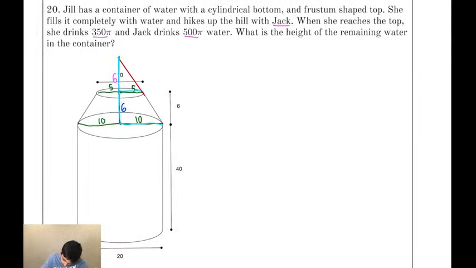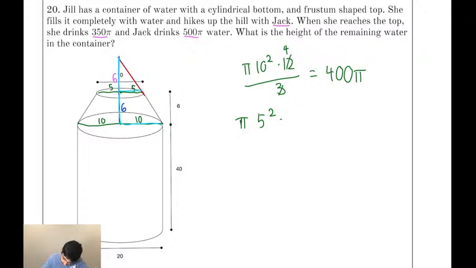Well, we can use our volume formula as pi times 10 squared times 12 divided by 3. We get 400 pi. The volume of the little cone is just going to be pi times 5 squared times 6 over 3, which gives us 25 times 2 equal to 50 pi. So overall, we have 350 pi as the volume of the frustum. And then from here, we see that, okay, Jill anyways drinks 350 pi. So Jill will just drink the volume of the frustum on top.